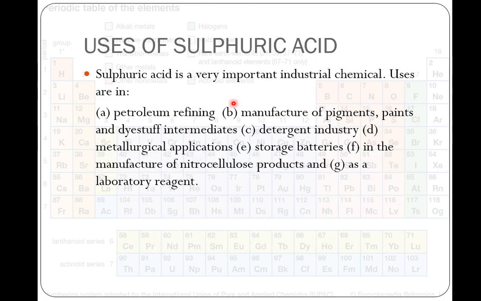Uses. It is a very important industrial chemical. It is used in petroleum refining, manufacture of pigments, paints, dye stuff, detergent industry, metallurgical applications, storage batteries, manufacture of nitrocellulose products, and also as a laboratory reagent.